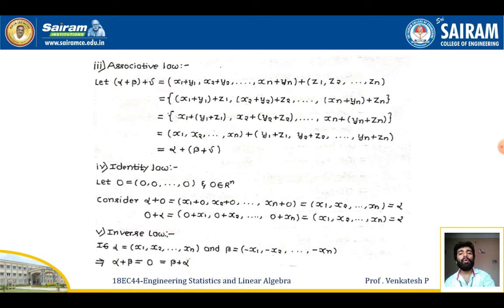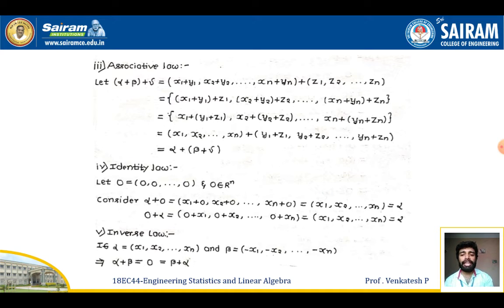So it will be equal to what? I can take the set alpha outside, so x1, x2, etc., xn I can write, plus (y1 plus z1, y2 plus z2, etc., yn plus zn) I can write. So it will be equal to alpha plus (beta plus gamma). So this is the required condition to show that the associative law holds. So here also we can say that the associative law gets satisfied with respect to the vector addition.